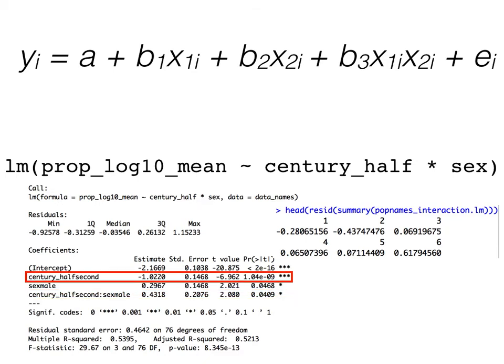We know that for females, there is a significant effect of century half, such that popular names from 1901 were less popular, as shown by a negative estimate, in the second half of the century compared to the first half. And we also know that in the first half of the century, there was a significant effect of sex, such that popular male names were more popular, as shown by a positive estimate, than popular female names. But we don't know, for example, if the effect of century half is also present for males, or if the sex effect is present in the second half of the century.